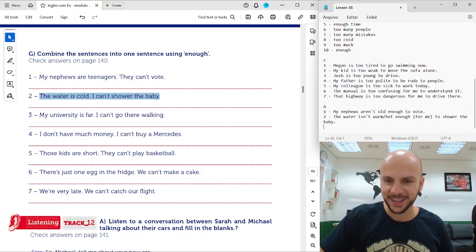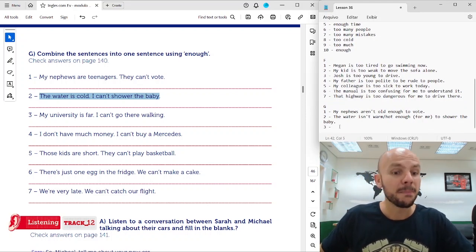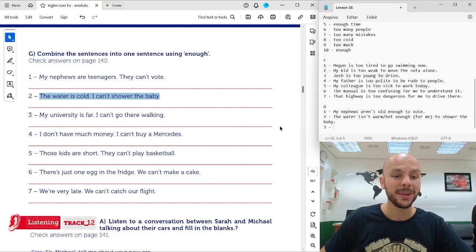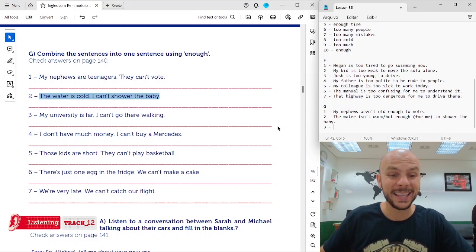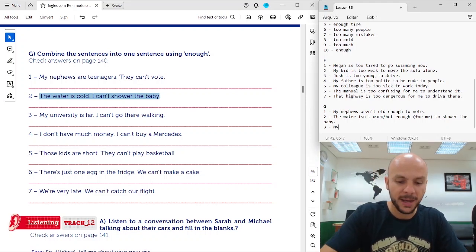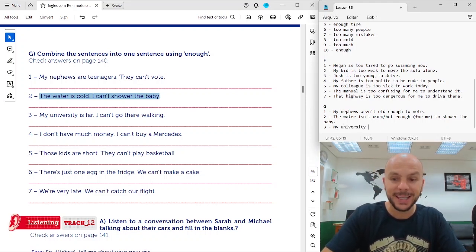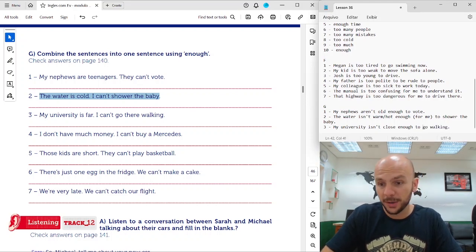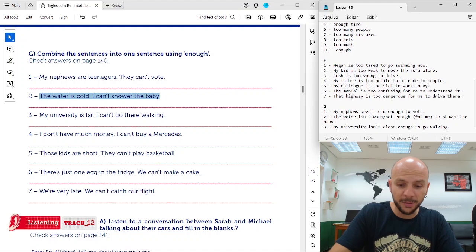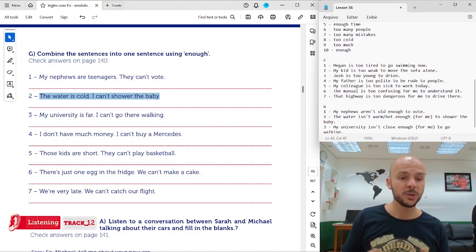Okay? 3. My university is far. I can't go there walking. My university isn't close enough to go walking, or isn't close enough for me. If you want, it's optional, okay, to go walking.